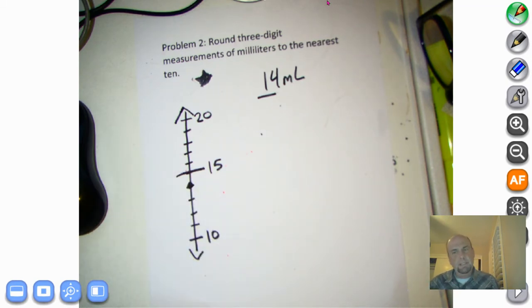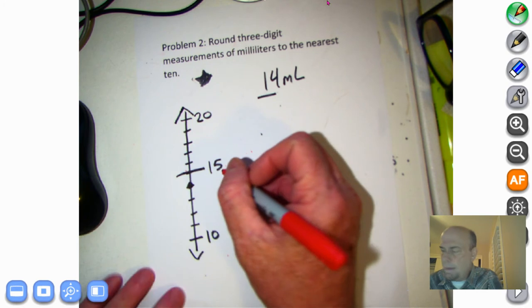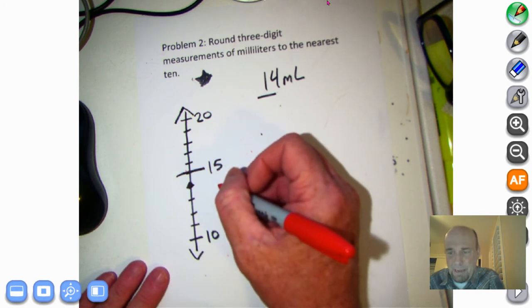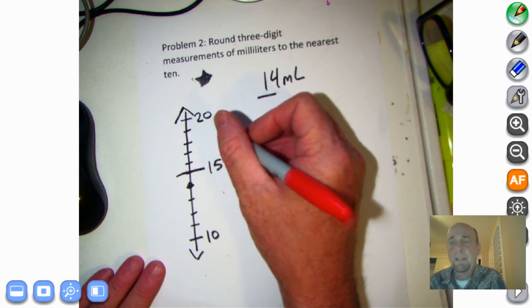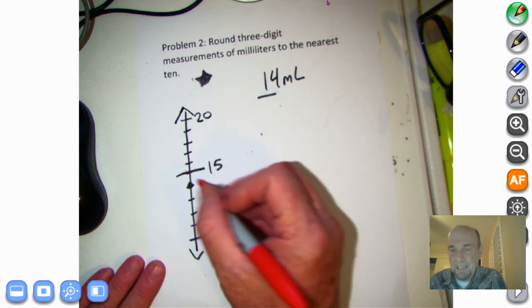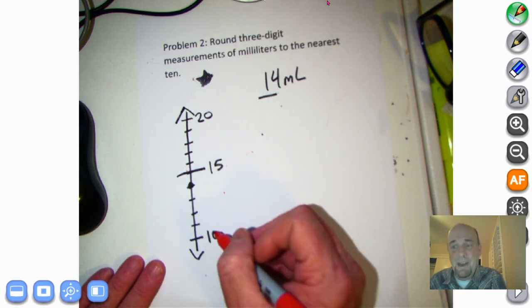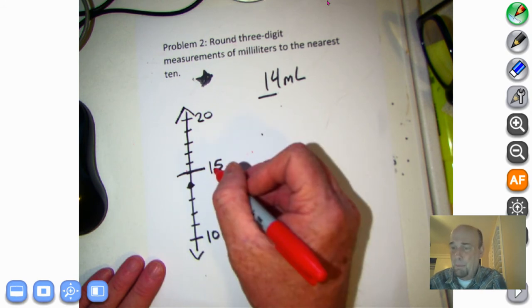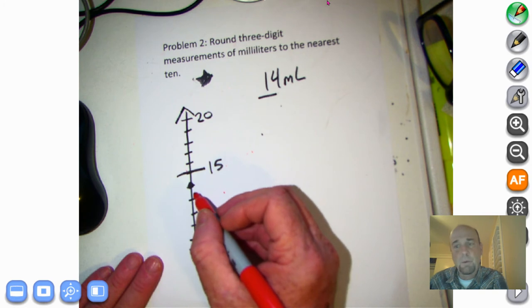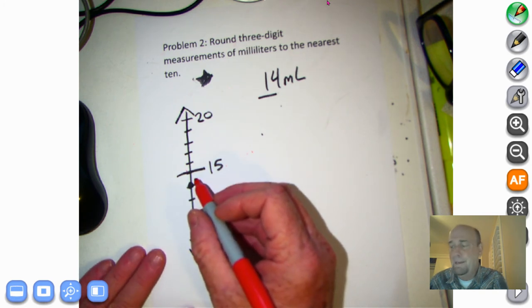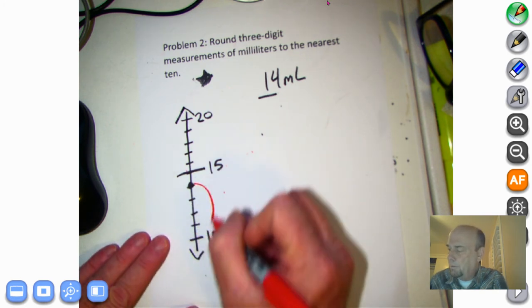Well, let's break this down a little bit. Here's the midway point. If it's less than the midway point, we round down. If it's at the midway point and above, we round up. Let's say that again. If it's less than the midway point, we round down. If it's at the midway point or more, we round up. So are we at the midway point? No, we're 1 away from the midway point, not there. So we say round down.